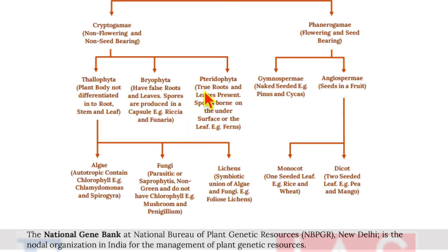Now, pteridophyta would have true roots and leaves present, but spores grow on the underside of the leaves. Examples would be ferns. Now, thallophytas could be algae, fungi, or lichens. Now, algae are autotrophic, that means they contain chlorophyll. Examples would be Spirogyra. Fungi can be parasitic or saprophytic. They are non-green and do not have chlorophyll. Examples would be mushroom and penicillium.